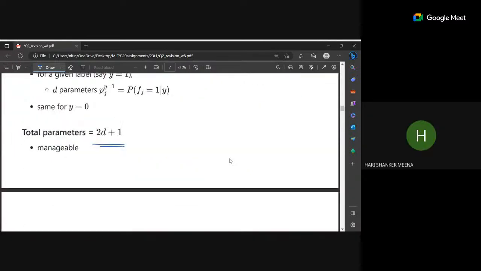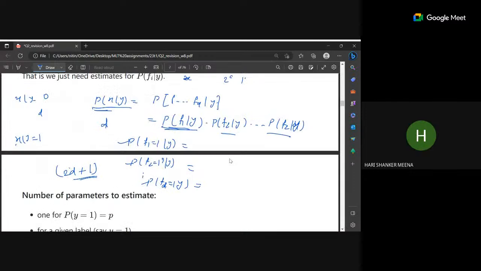Sir, in this case, the probability of all the features doesn't add up to one, sir? So these are two different probability spaces, right? This F1 given y is one probability space. F2 given y is another feature space. What you can say is that the probability of F1 equal to 1 given y plus the probability of F1 equal to 0 given y should add up to 1, right? Because this has only two values. Either it will take 1 or it will take 0.